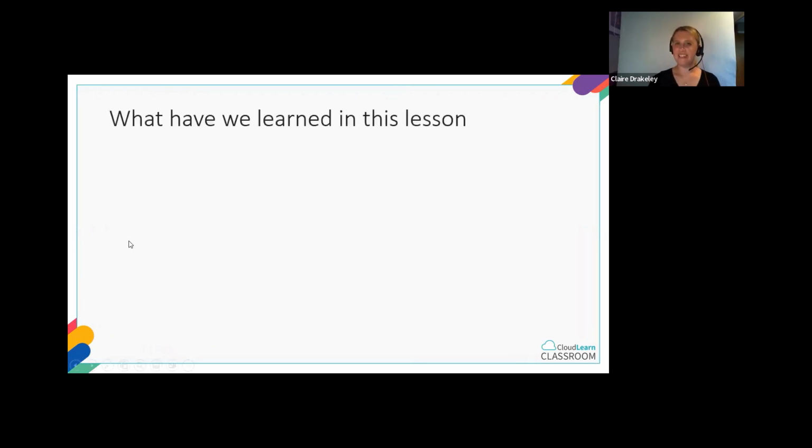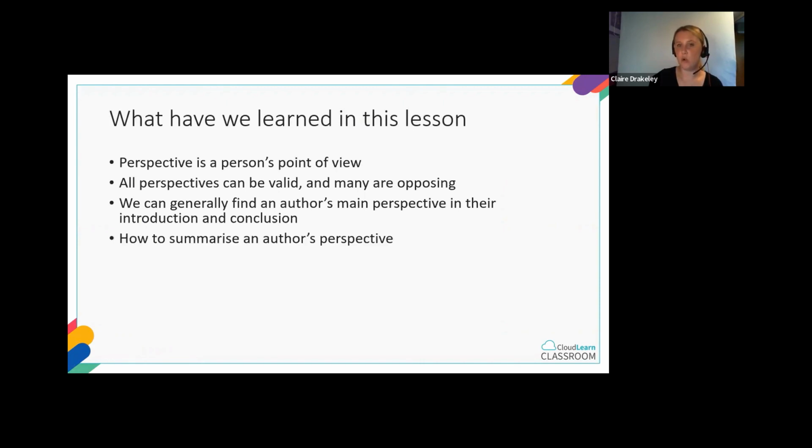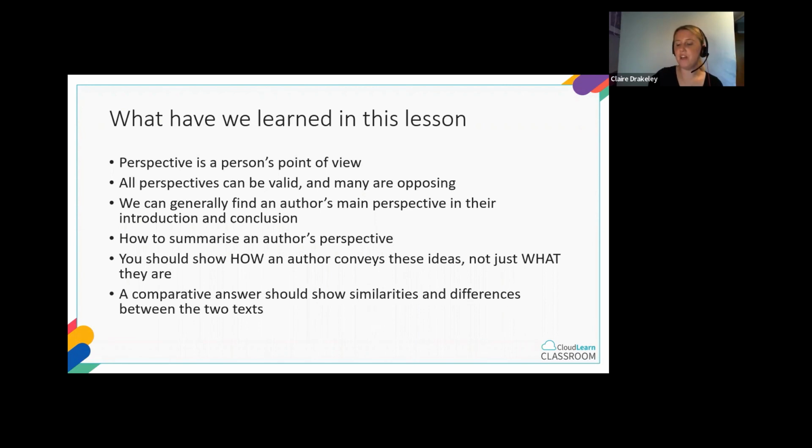So what have we learned in this lesson? Hopefully we have learned that perspective is a person's point of view, a person in real life or a person written down in literature or an article, any type of person's point of view. All perspectives can be valid and many are opposing. And we can generally find an author's main perspective in their introduction and conclusion. How to summarise an author's perspective. We've learned that you should show how an author conveys these ideas, not just what the ideas are. And we've learned that a comparative answer should show similarities and differences between the 2 texts. And we've learned how to provide suitable evidence to support your answer.